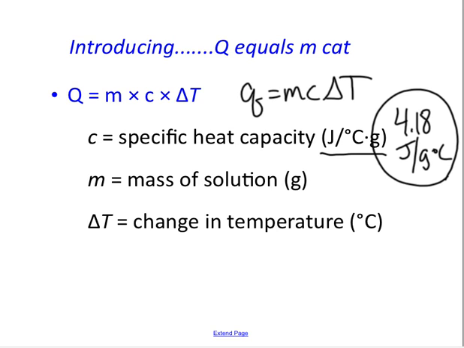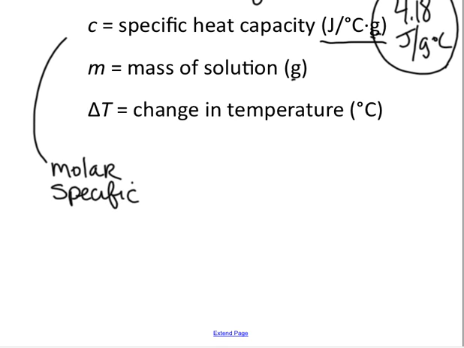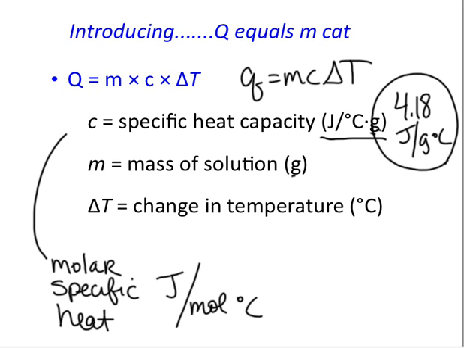The mass of the solution is in grams, and if you notice, you have here the grams that can cancel. One thing that makes AP a little more tricky is that in your textbook and in some of the homework problems, they give you something called molar specific heat, which has units of joules per mole degree Celsius. If you get a specific heat with a mole in it, what do you do differently? What do you put in instead of a mass in grams? You have to put in moles instead.